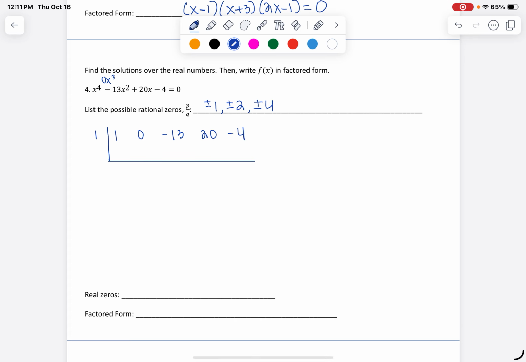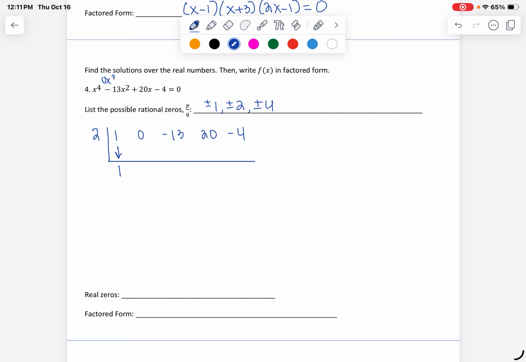All right, I'll try 1. Drop that, multiply, it's 1, add, it's 1. Multiply, it's 1, add, it's -12. Multiply, it's -12, add, it's 8. Multiply, it's 8, add, it's not 0. Erase. All right, I'm going to move on to 2.